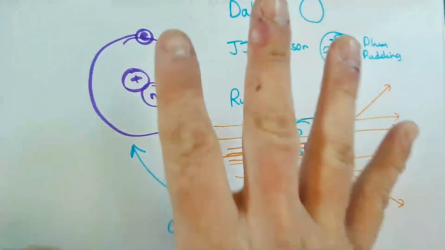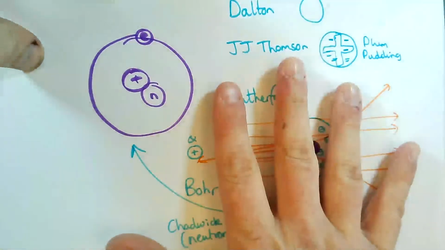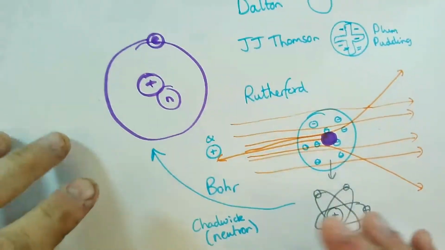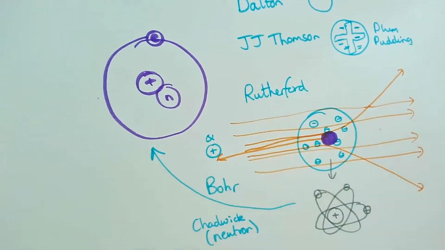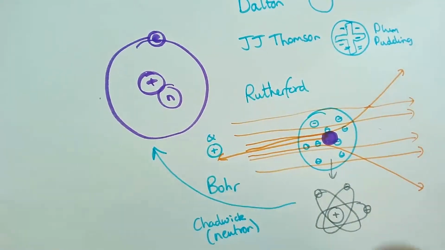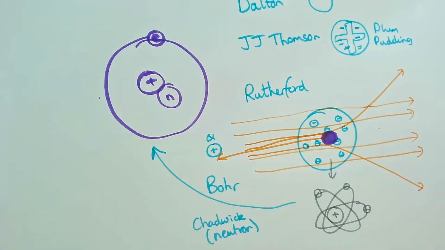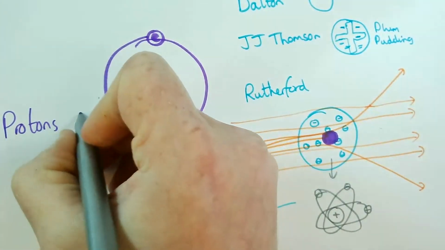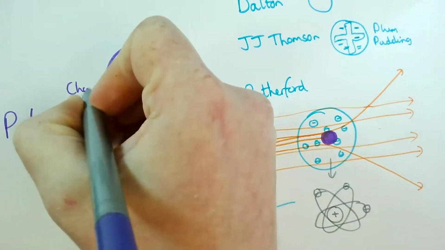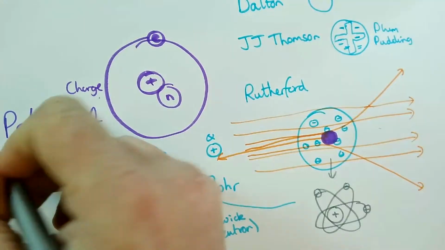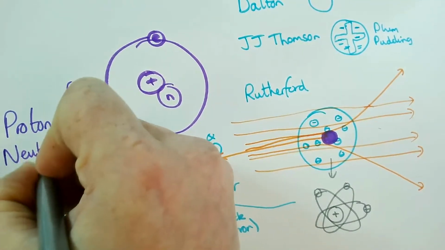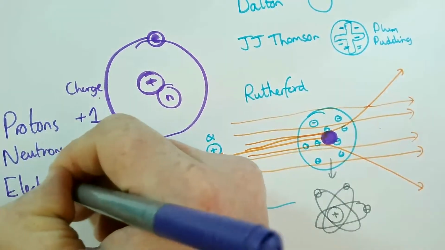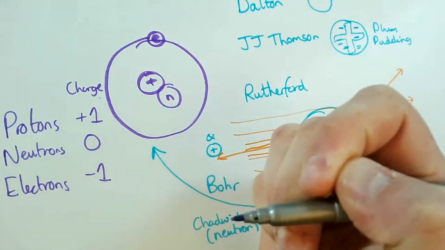Okay, so that's the first bit that we need to do. We've got a little bit of history. Then it's a case of just being familiar with the particles. So knowing that protons have a charge of +1. Neutrons are neutral. They have a charge of 0. And electrons are negative, and they have a charge of -1.